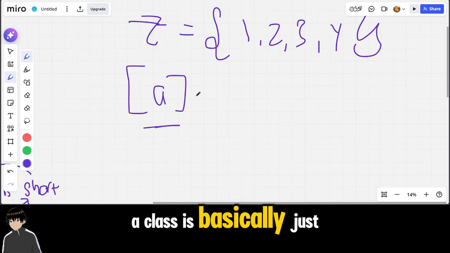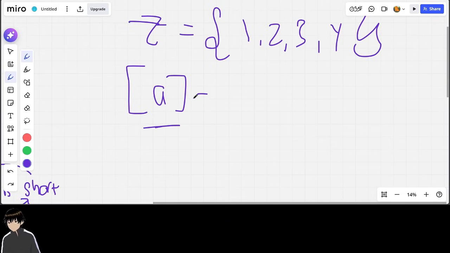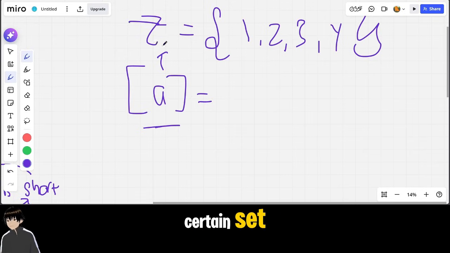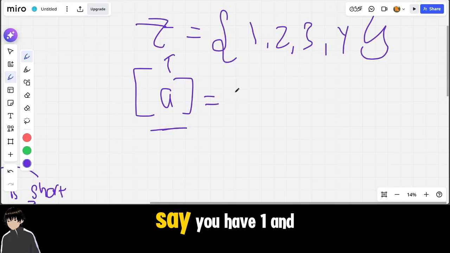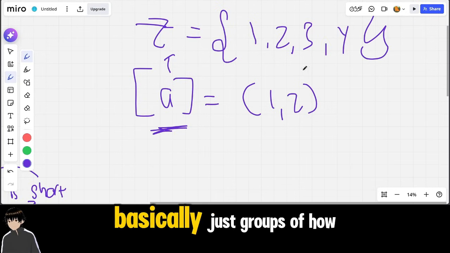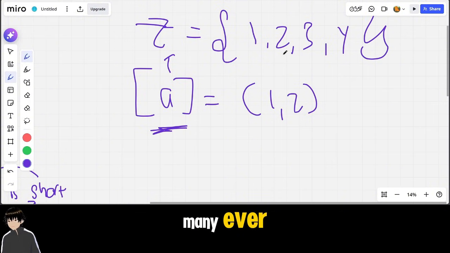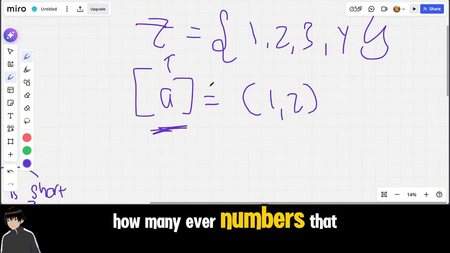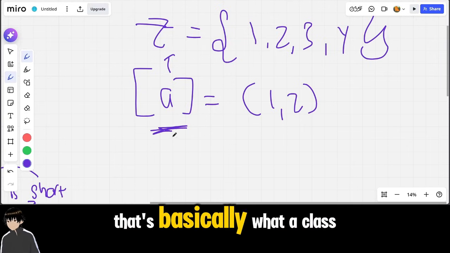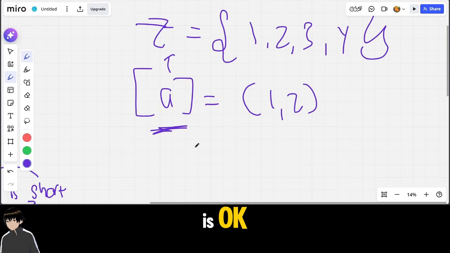A class is basically just a sort of group of elements in a certain set. So let's say we have 1 and 2 for the class A. That's what classes are. Basically, just groups of however many numbers or elements are in a certain set. That's basically what a class is.